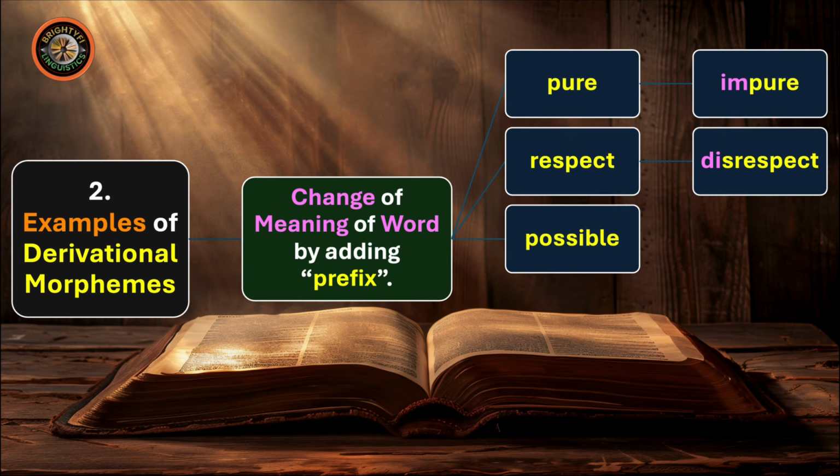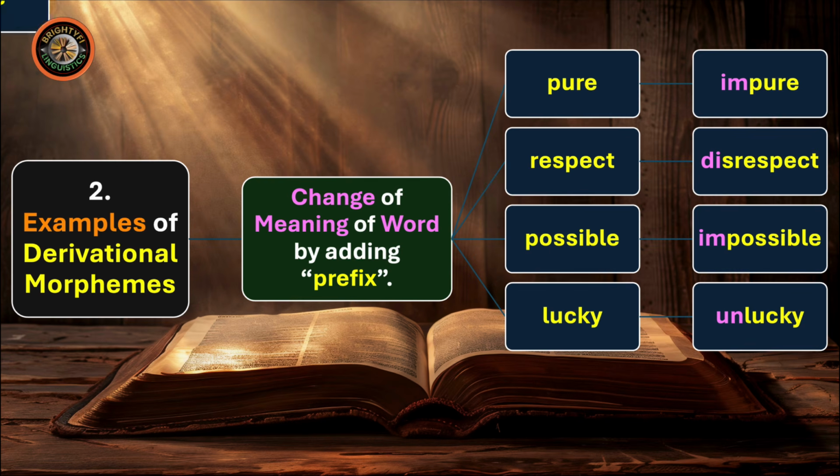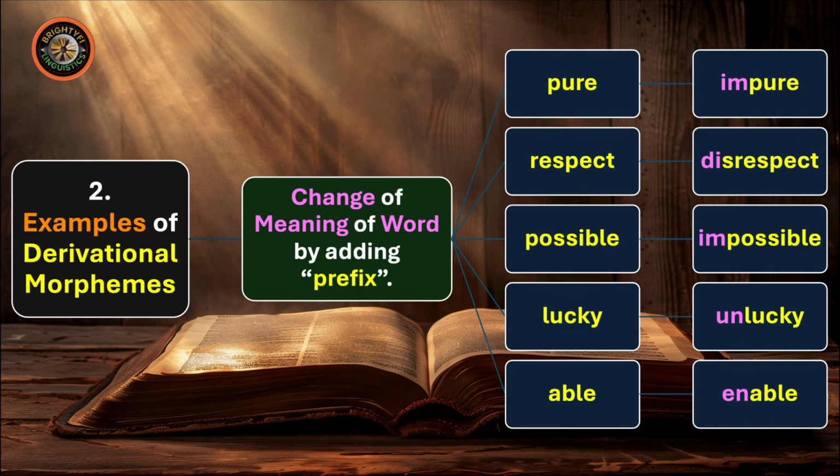Likewise, possible. Now we have impossible. Meaning changes, but the form remains the same as adjective. Lucky, and then we have the word unlucky. Meaning changes, but the part of speech of the word remains the same. Likewise, we have able, and then we can have unable, in whatever way you want to use. So the idea is that by adding prefixes, we change the meaning of the word without changing the nature of the part of speech of the word. That is the point here.